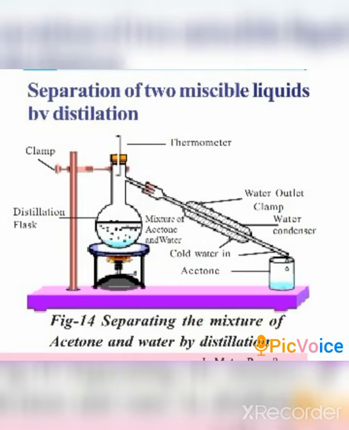Vaporizes means it starts to form vapors. The solution is water and acetone, right? So first the acetone will vaporize and it will be getting collected in the condenser, and from there it would be collected in the beaker. The separation technique which has been used in this method is called distillation.